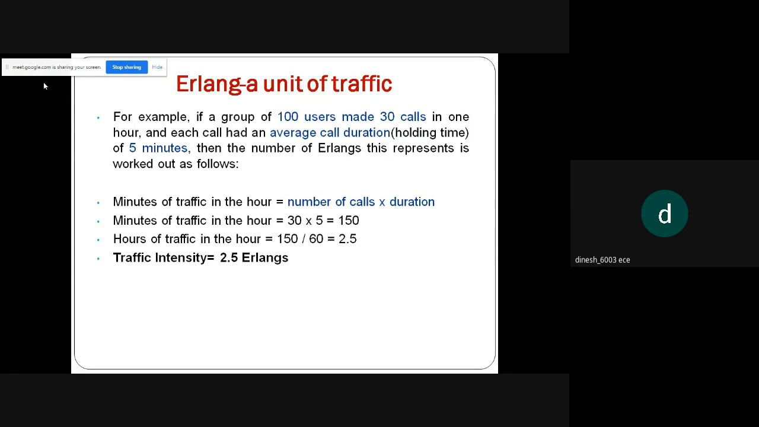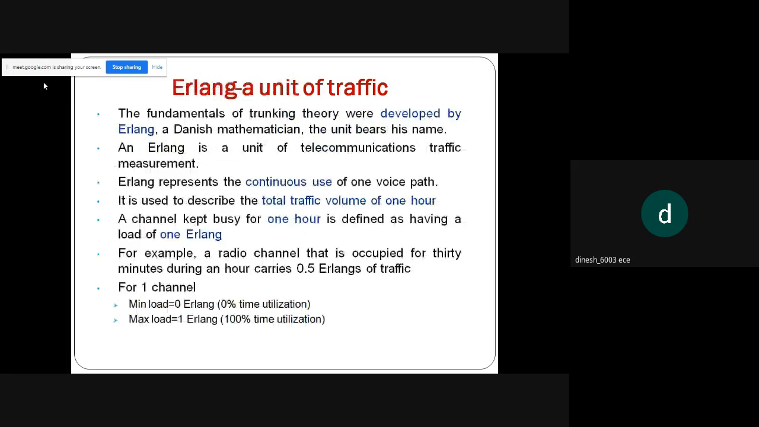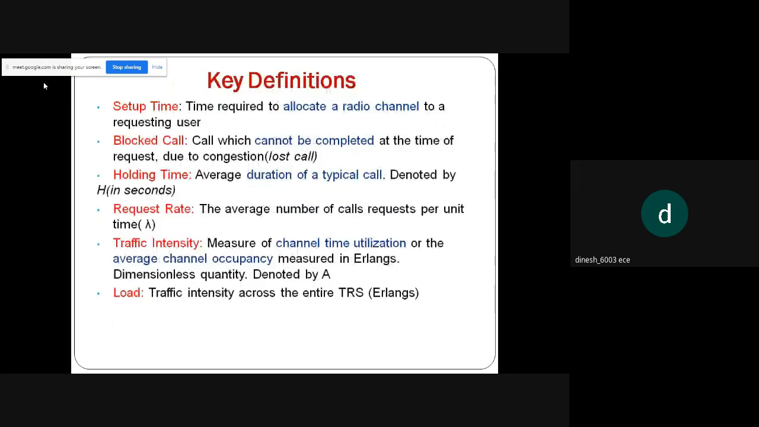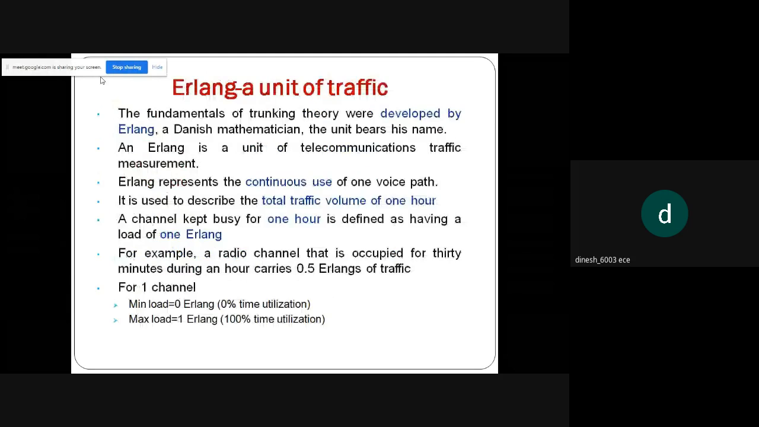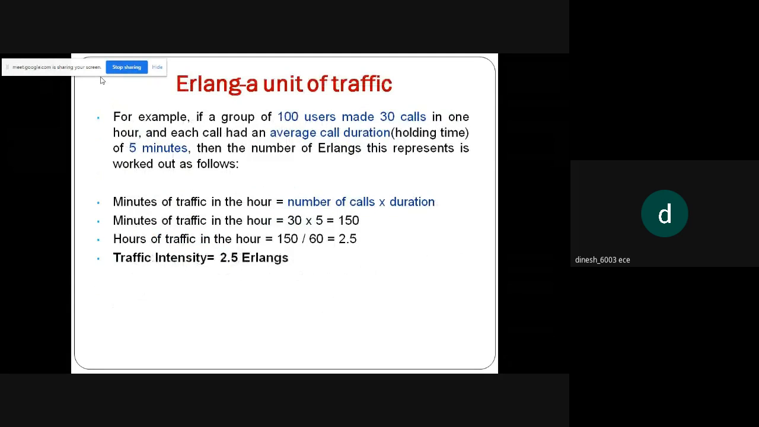So here is the traffic intensity. So the traffic intensity is 2.5 Erlangs for this example. So this is what traffic intensity is. The measure of channel time utilization or the average channel occupancy is traffic intensity. Any doubts in this?